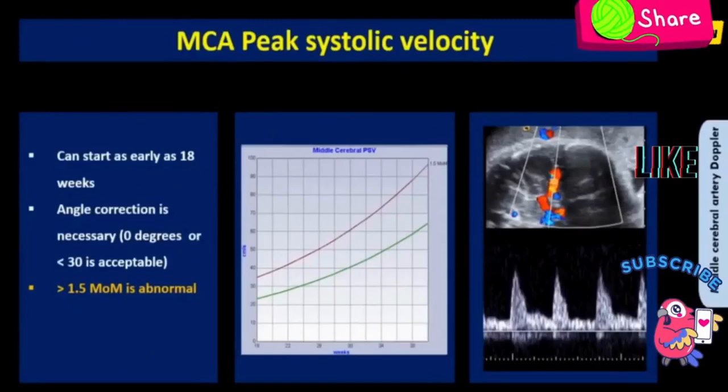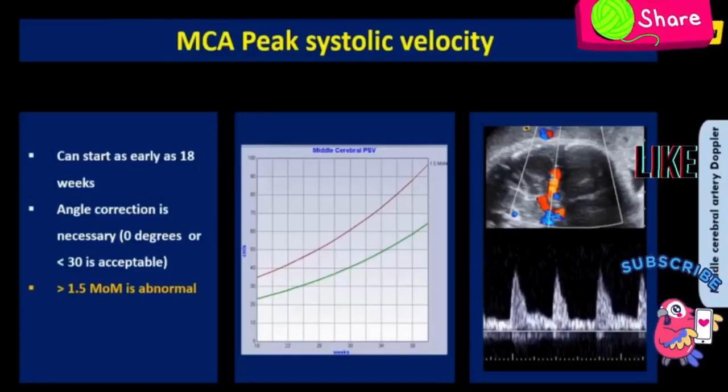Middle cerebral artery peak systolic velocity can be used in the assessment of fetal anemia, secondary to conditions such as parvovirus exposure, twin-twin transfusion syndrome, and TRAP. This measurement is reliable from the week 18 of gestation. Anemic fetus will have increased systolic velocity in the middle cerebral artery because of reduced blood viscosity.